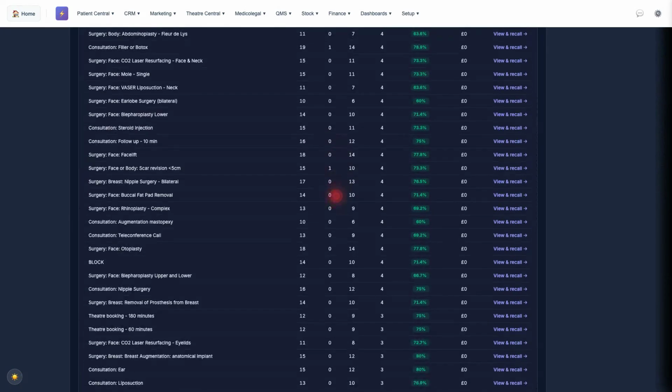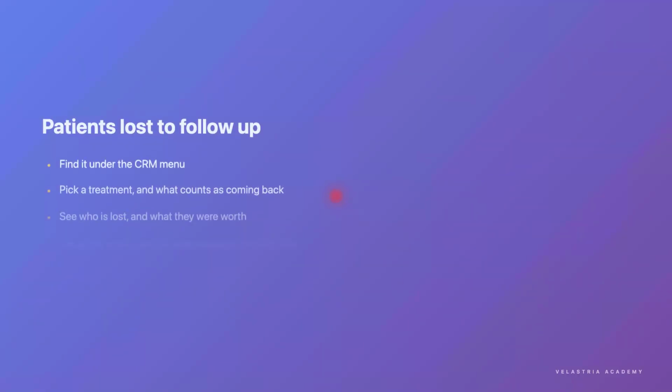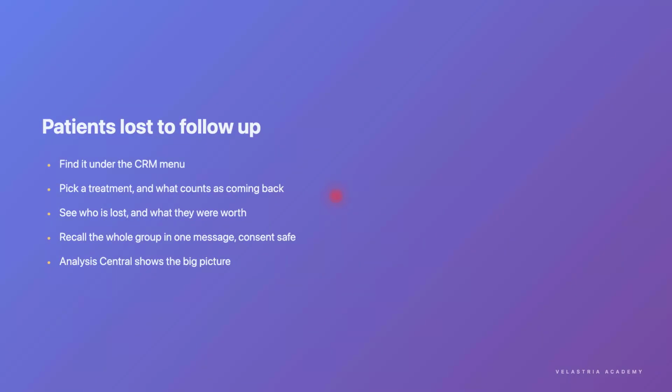And this shows which of your treatments hold on to patients and which quietly lose them, so you know exactly where to focus. So, to win back the patients who slipped away, open the CRM menu and Lost to Follow Up. Choose a treatment, see who is gone and what they were worth, then recall the whole group in a single consent-safe message.